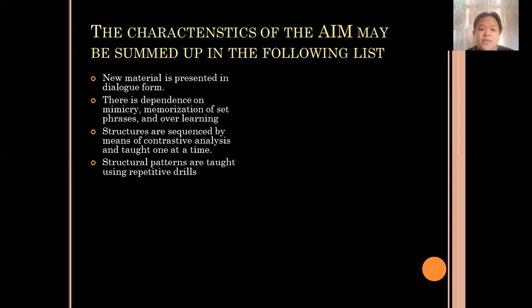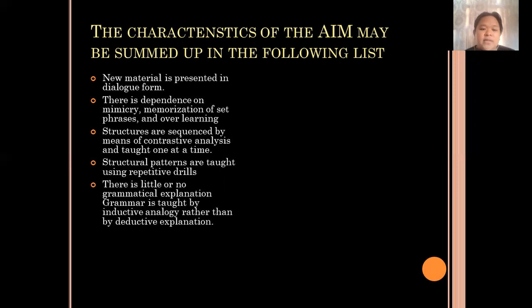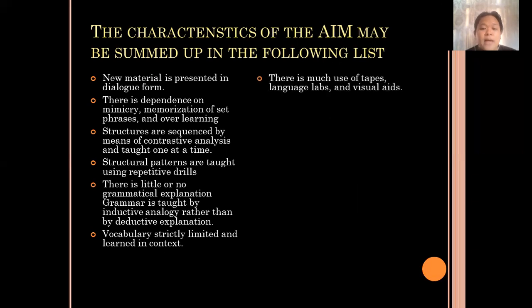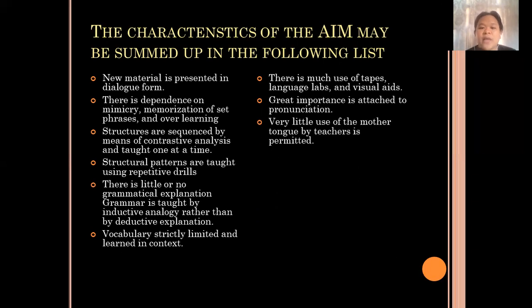And the next is that structural patterns are taught using repetitive drills. Next is that there is little or no grammatical explanation. Grammar is taught by inductive analogy rather than by deductive explanation. The next is that vocabulary is strictly limited and learned in context. The next is that there is much use of tapes, language labs, and visual aids. The next one is that great importance is attached to pronunciation. The next one is that very little use of the mother tongue by teachers is permitted.